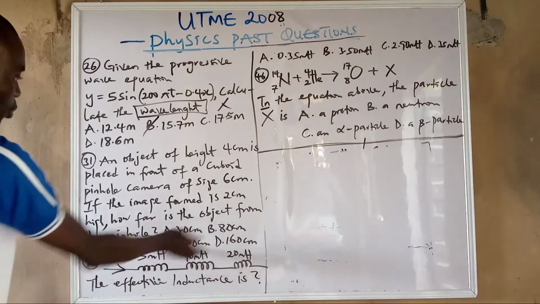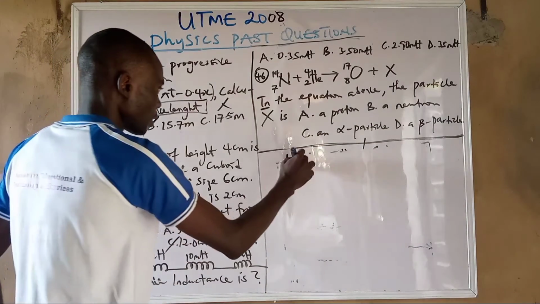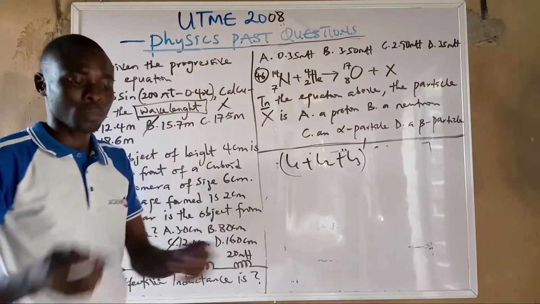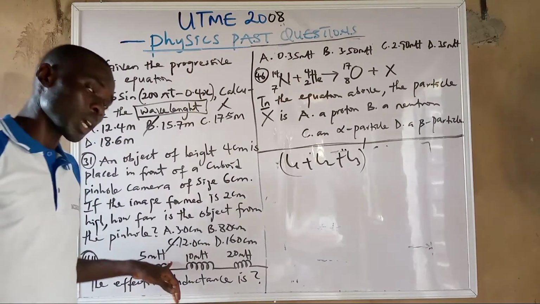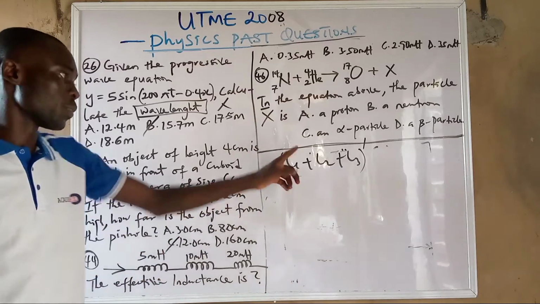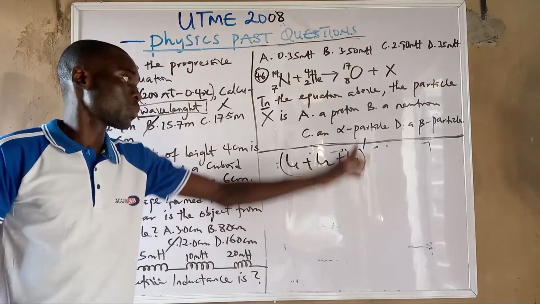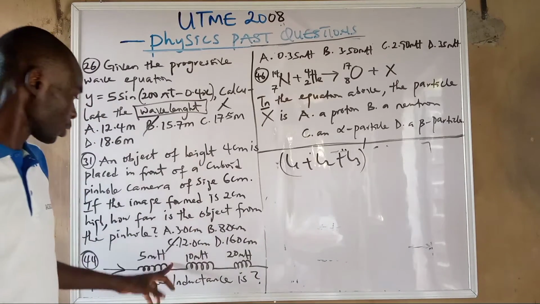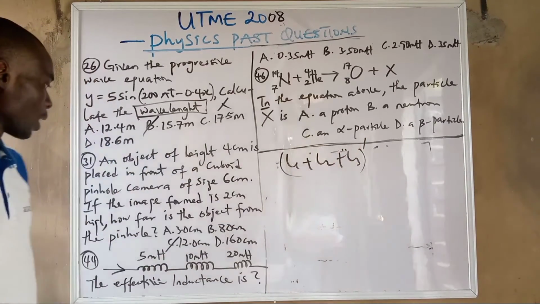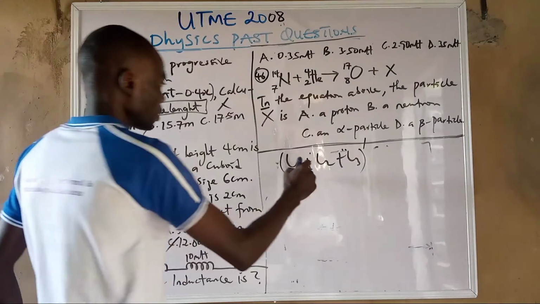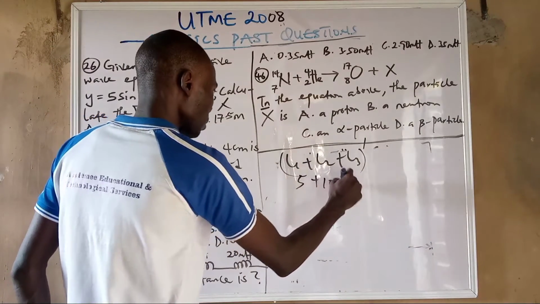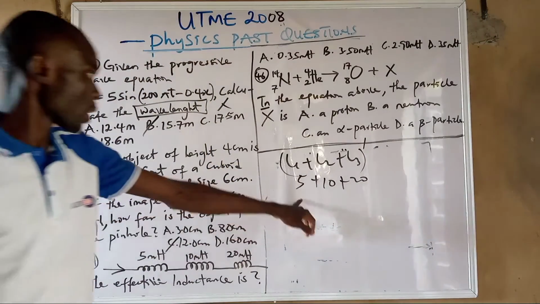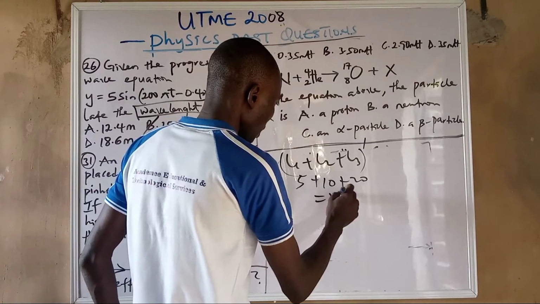So it is a matter of summing the inductors together: L1 plus L2 plus L3. But mind you, if these were capacitors, it would be 1 over C1 plus 1 over C2 plus 1 over C3. For either inductors or resistors, you add them in sequence. So that is simply 5 plus 10 plus 20, which is 35. So 35 millihenry is our answer.